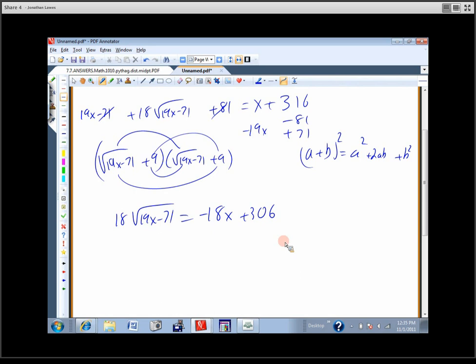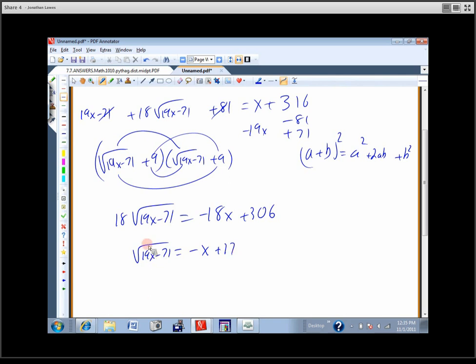Now, would I want to divide everything by 18 here? Well, grab your calculator. Let's check and see. 18 goes into 18 evenly. That's great. Does 18 go into 306 evenly? If it does, we're in really good shape. If it doesn't, let's not divide by 18 because then we'd be working with fractions. So somebody got their calculator handy? Goes in 17 times. So this is going to be radical 19x minus 71 equals minus x plus 17.